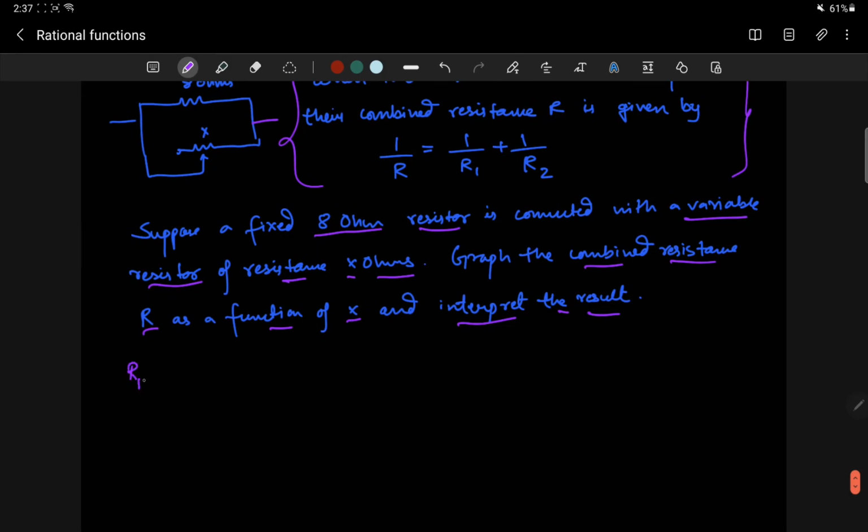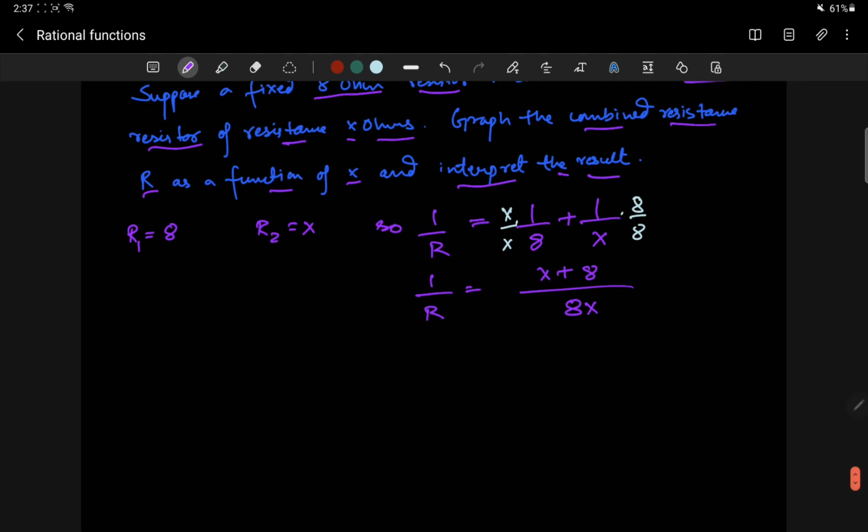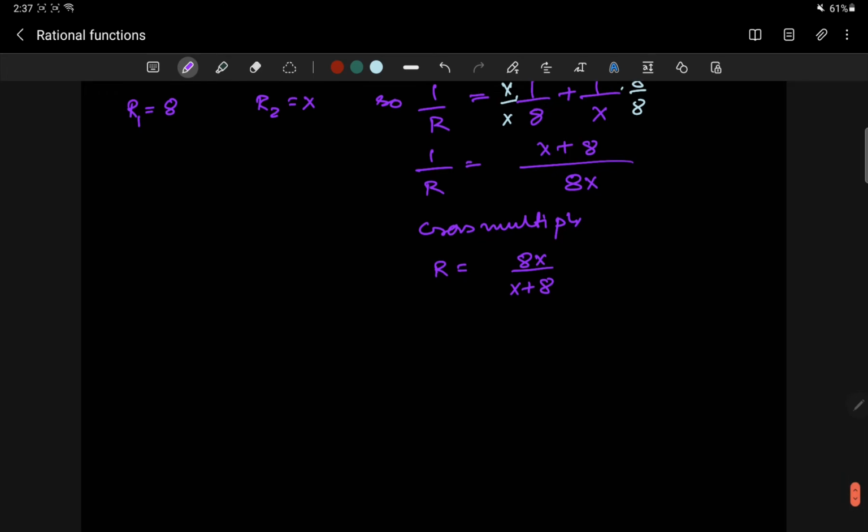So this says R1 is fixed at 8, R2 is variable at x. Based on our relation, 1 over R is 1 over 8 plus 1 over x. So we want to solve this for R. Take the LCM, 8x. You multiply and divide by the missing bits here. When you do that, you get x plus 8. Then you cross multiply and you get R is 8x over x plus 8. These are already factored, right?